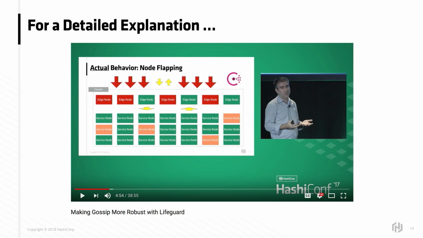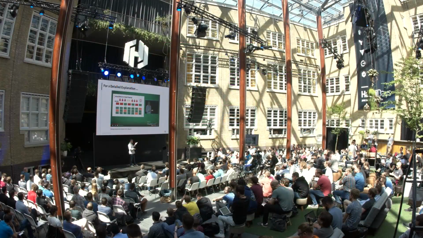I'm not going to go over this in detail. You could watch the talk I gave at HashiCorp last year if you want the details of this. I also recommend you read the white paper, which is on the archive website, freely available, and it gives all the details. But to talk about what I am going to talk about today, I have to just give you a little high-level summary of what was wrong.